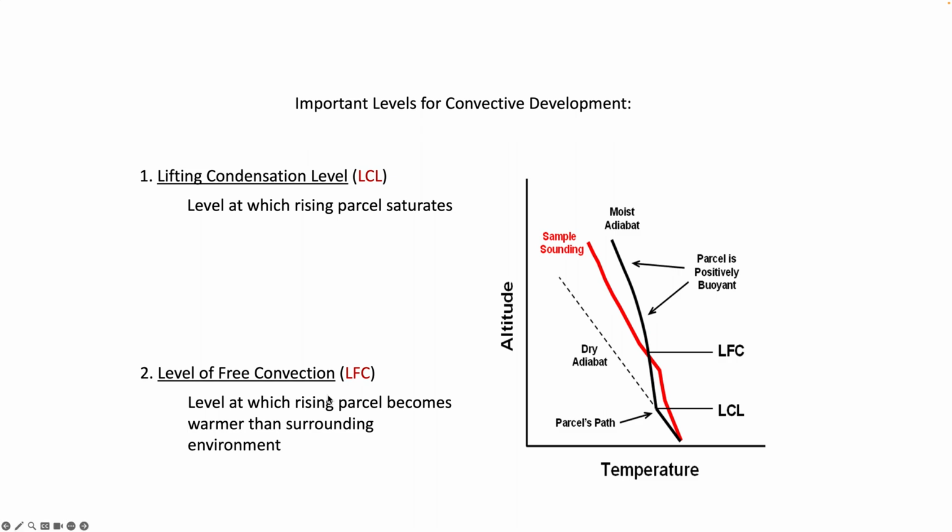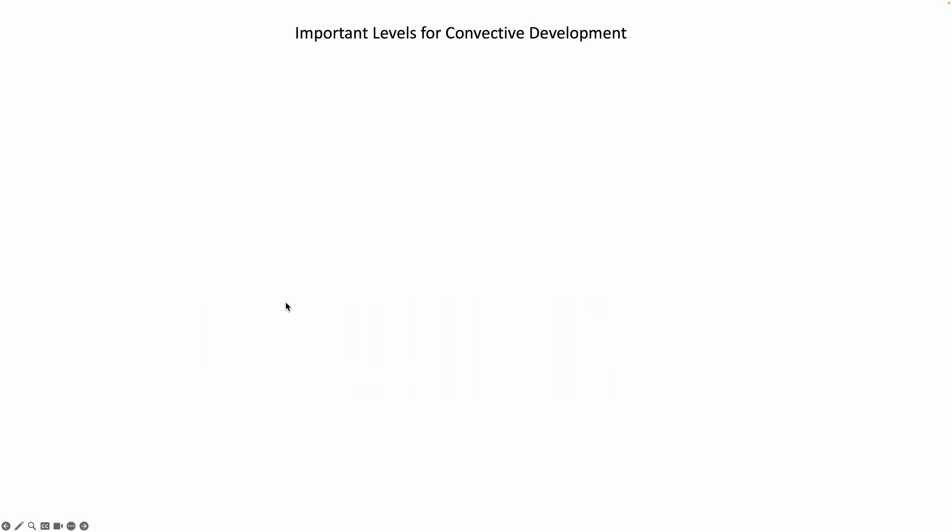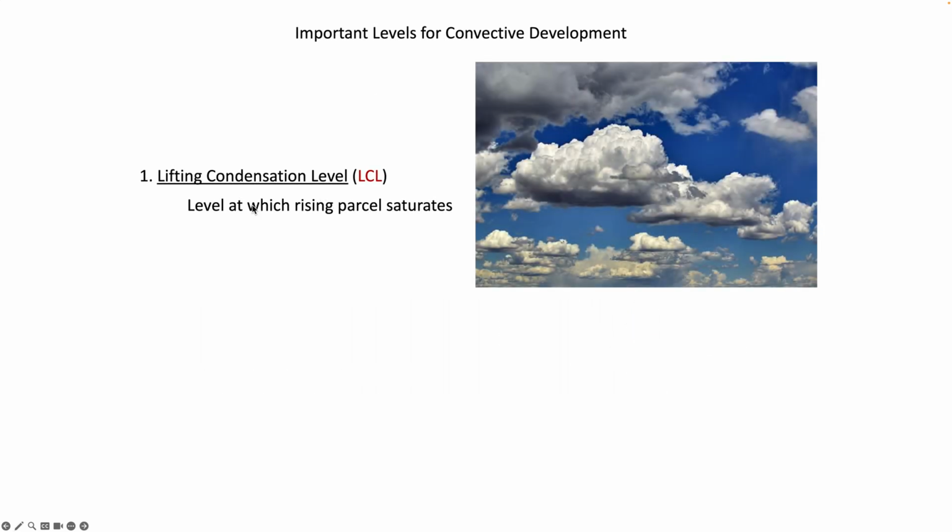Okay, so let's take a look at what this looks like if we just look at clouds. So again, important levels for convective development. The lifting condensation level, again, is the level at which rising parcels saturate. And if you look at these clouds really carefully, as we all know with cumulus clouds, they have this bubbly appearance. But if you look at the bases of these cumulus clouds really carefully, what you'll note is that the bases are actually pretty flat.